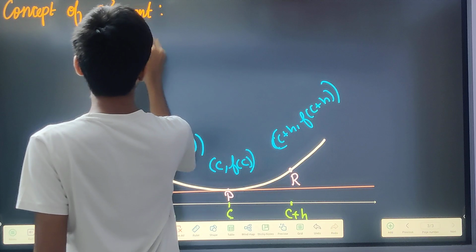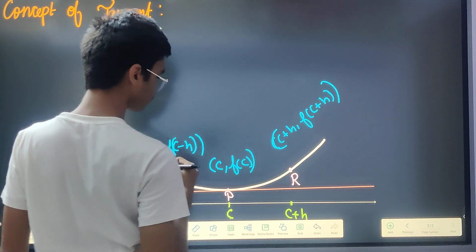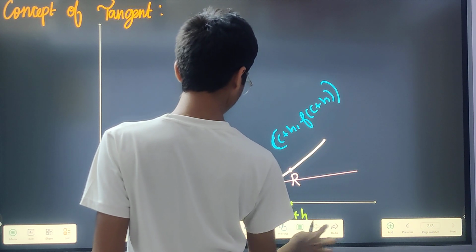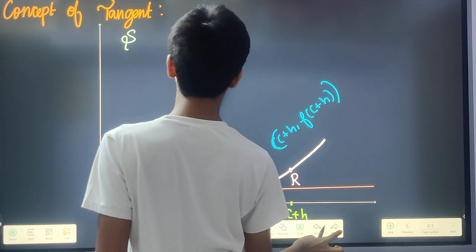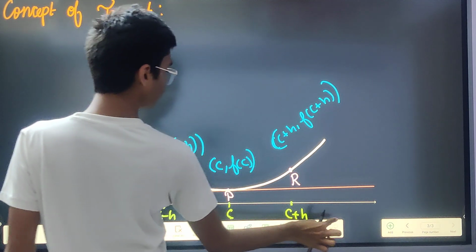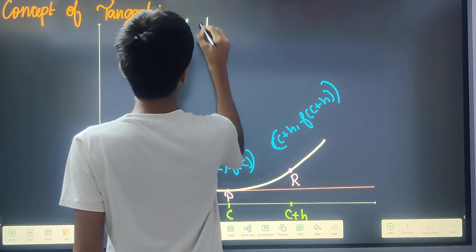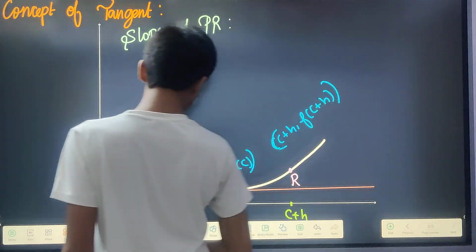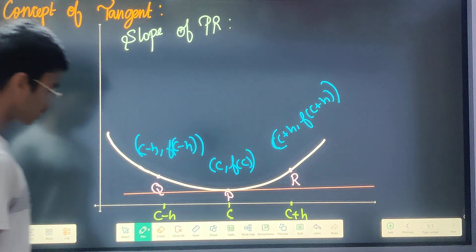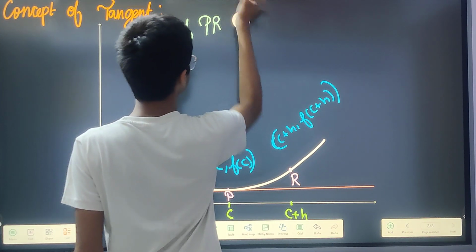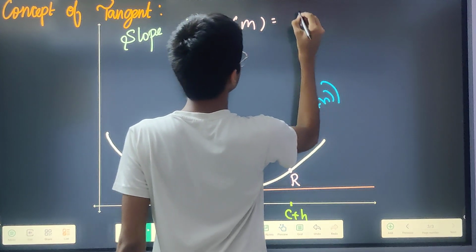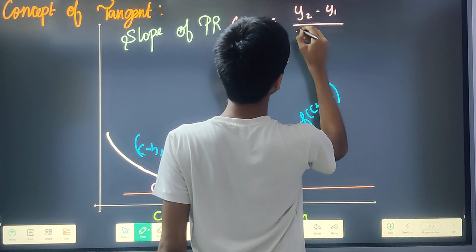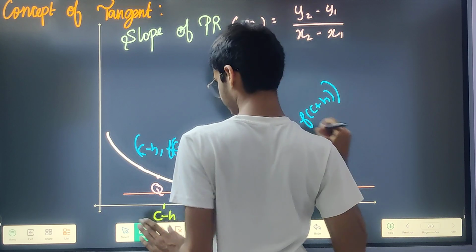Okay. Slope of PR. Oh god, that animation has gone. Okay, so slope of PR. What is the slope of PR? See, the slope means m. It means m is equal to y2 minus y1 whole divided by x2 minus x1.